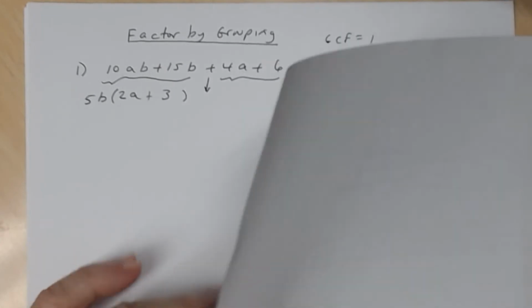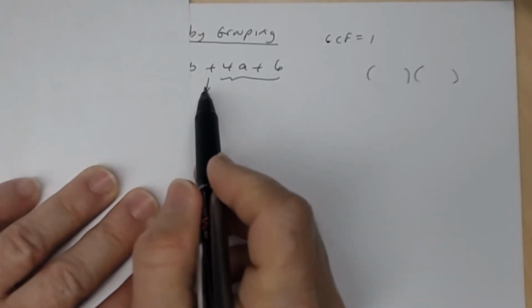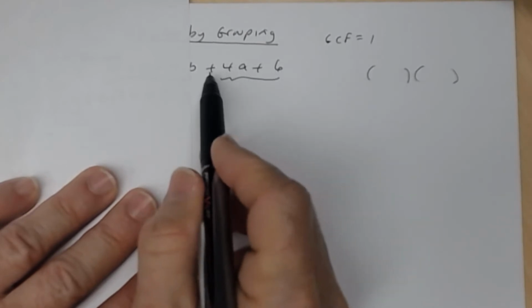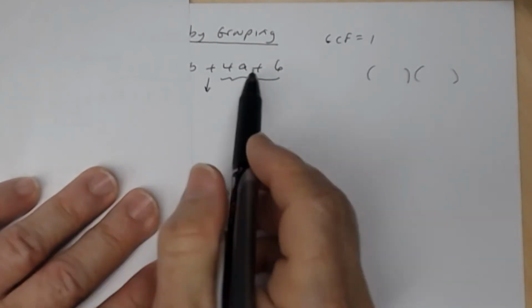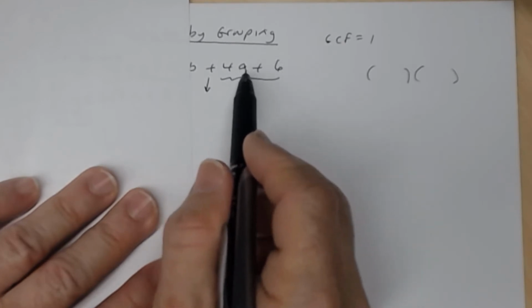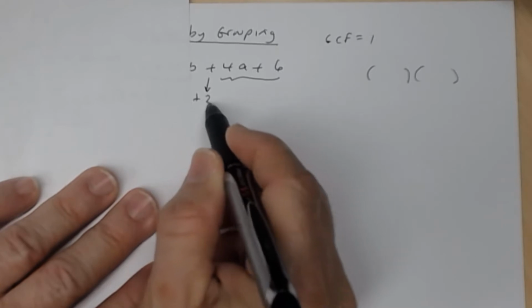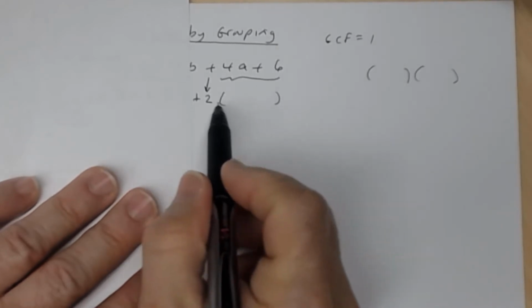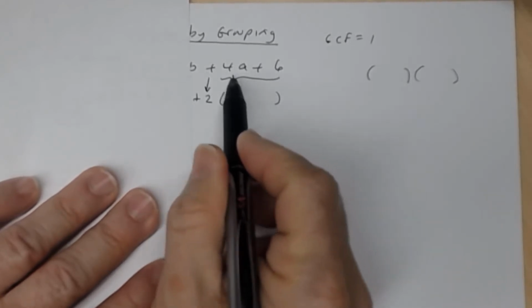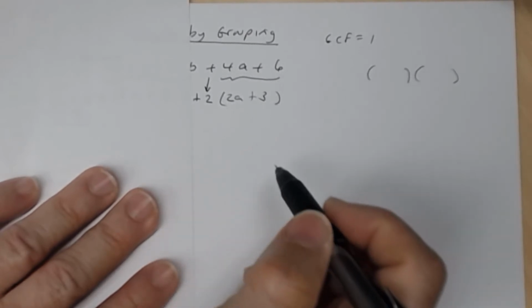Now, if we go to the second group, this sign right here is going to be important. So I want to factor out a positive GCF. And so if we look at these 2 terms, 4a and 6, the GCF of 4a and 6 is 2. So I can factor out a positive 2, and then I'll do the same thing. 2 times 2a is 4a, plus, and then 2 times 3 is 6.